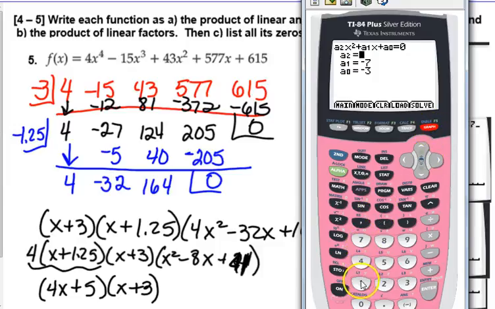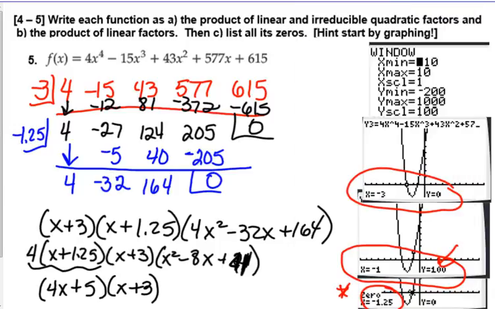I put in 1, negative 8, and 41. And it says 4 plus 5i and 4 minus 5i. So the linear factors are x minus 4 plus 5i and x minus 4 minus 5i, and I'm fine with you leaving it like that.